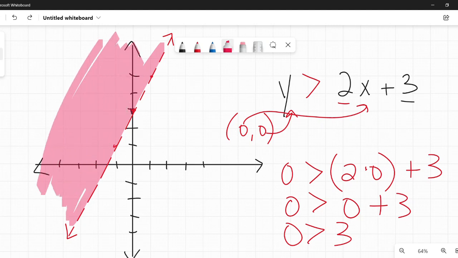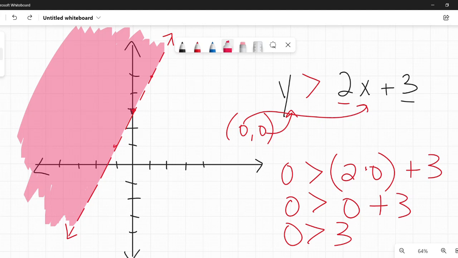And check with your teacher if she's okay with you cross-hatching, or if she wants you to use colored pencils or something. Just do whatever she wants you to do to show the solution to this. Right, so that's graphing one of these linear equations.